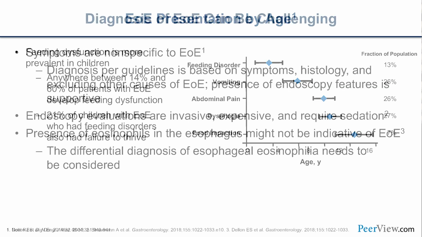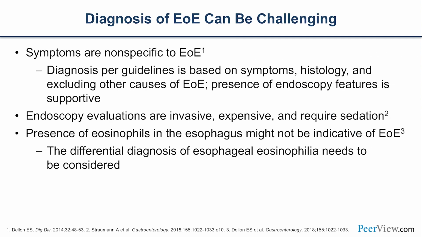When we approach the diagnosis of EoE, it can be challenging, and there's a number of reasons for this. First, symptoms are very nonspecific. You heard just now about some of the symptoms like abdominal pain or feeding difficulty, even dysphagia. All of these have many causes related to the GI tract and even outside of the GI tract. So the diagnosis now is based on guidelines that incorporate symptoms, histology, and excluding other causes of esophageal eosinophilia. Endoscopic features are very supportive, but are not required for diagnosis.